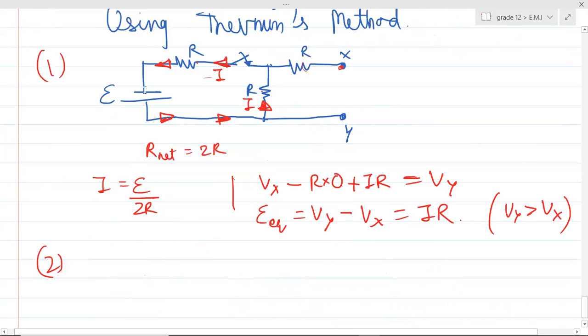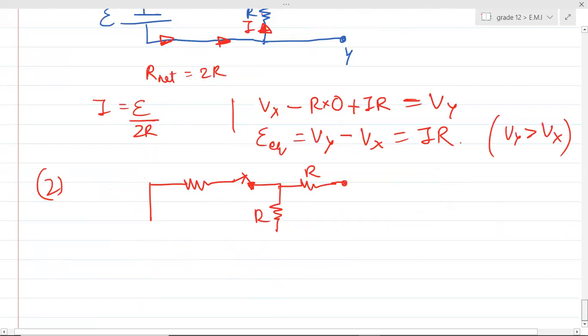So I'll draw the same circuit but without batteries. Everyone forgot about Thevenin's method, I guess. We don't draw the battery anymore and we just draw the resistors and try to find out the resistance between X and Y. No battery drawn. Can you tell me what is the resistance between X and Y?